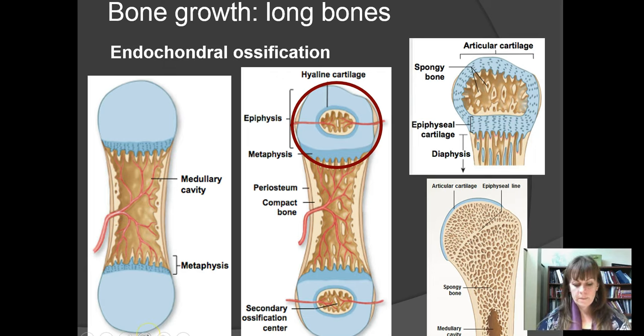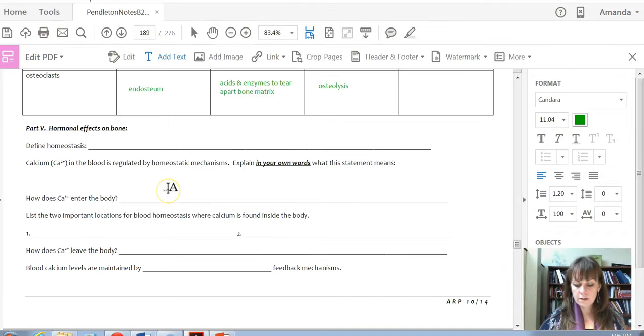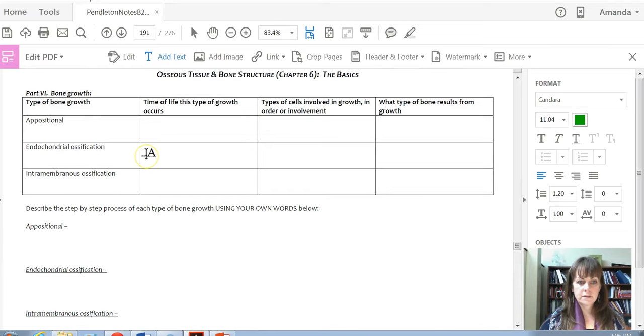Now, just a little bit of information from the notes here, talking about the different types of bone growth. Endochondral ossification begins as an embryo. It'll continue through 25 years of age. Okay, so it actually can continue a long time. Some of your bones don't have those epiphyseal plates fully replaced with bone tissue until you're 25 years old.